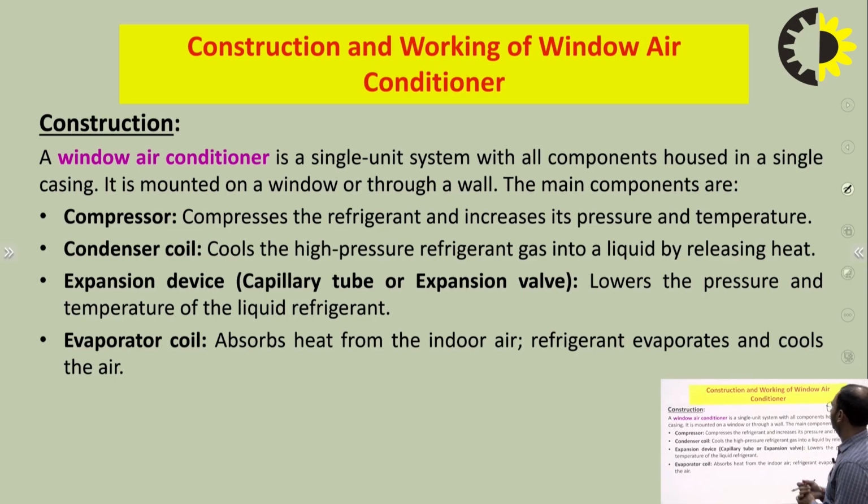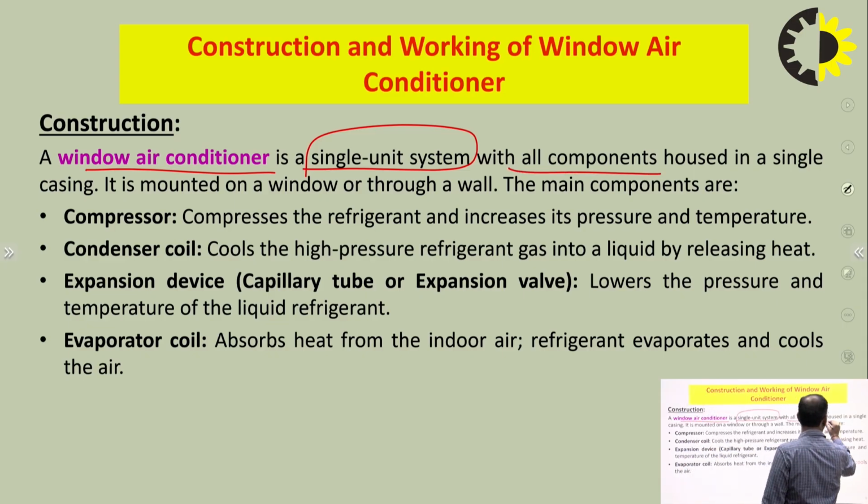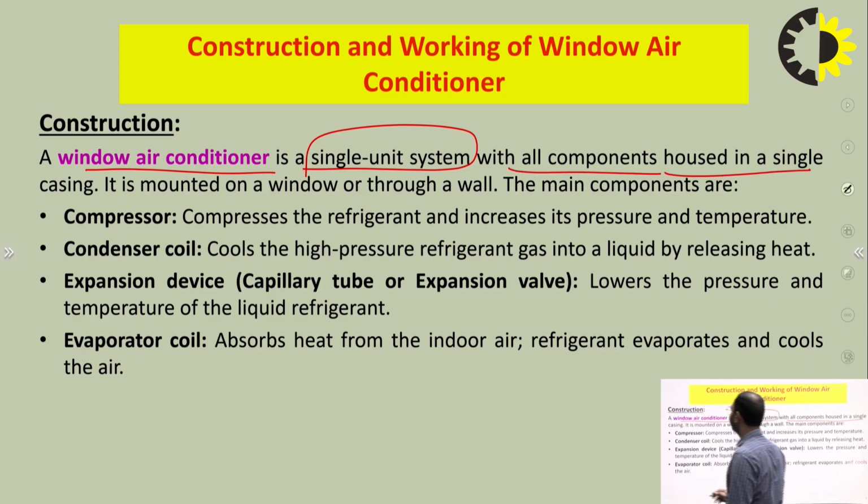First of all, I will discuss what a window air conditioner is, their construction and working. Basically, a window air conditioner is a single unit system with all components housed in a single casing. It is mounted on a window or through a wall. The main components are the compressor.